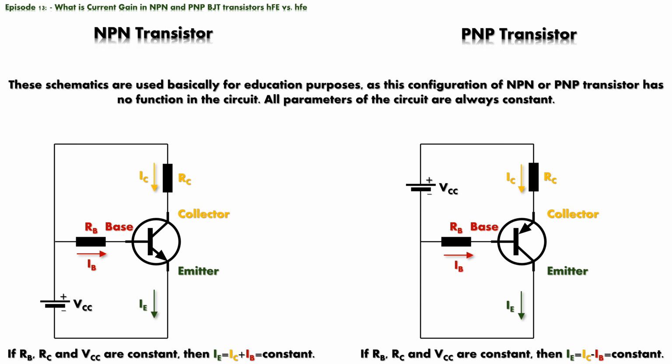For an NPN transistor, the emitter current is the sum of base and collector current, and for a PNP transistor the emitter current is the difference between collector and base current. For both types of transistors, if base current and base resistor are constant, then the collector and emitter current remain constant. Again, we repeat, these schematics, where all parameters are constant, are primarily used for education purposes to explain the roles of base and collector current limiting resistors RB and RC, respectively.